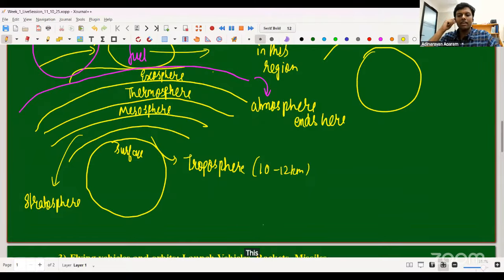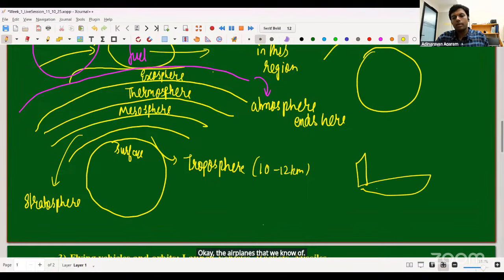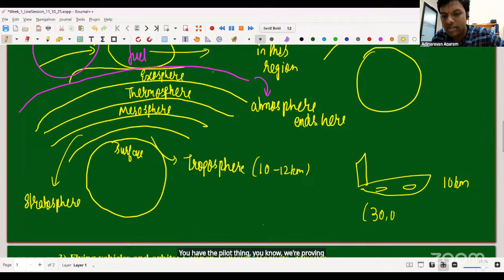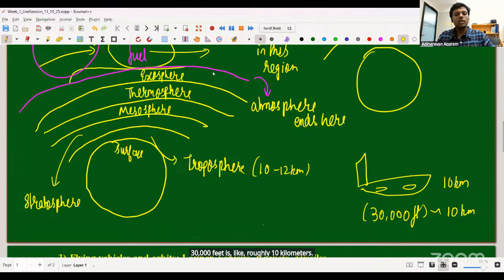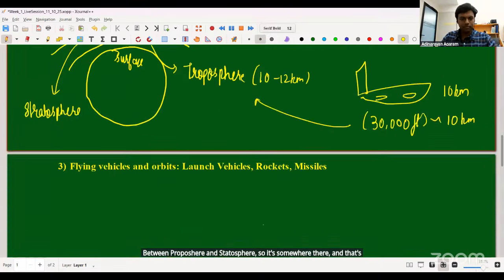Now, this defines where you're flying and what kind of air you need. For example, the airplanes that we know of are going to fly at probably 10-kilometer altitude. All of you would have probably heard the pilot saying, we're cruising at 30,000 feet. 30,000 feet is roughly 10 kilometers as an altitude. And this will lie between the troposphere and stratosphere. So it's somewhere there, and that's where you fly.